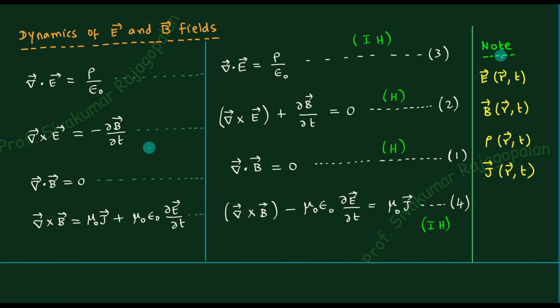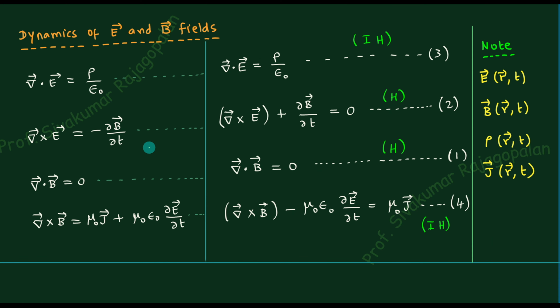But at least you should remember that every electric field, or every place where rho comes, every place where capital J comes, they are all functions of space and time. That is the meaning that you should remember always, because this is going to discuss the complete dynamics. So that is the point that is very important.